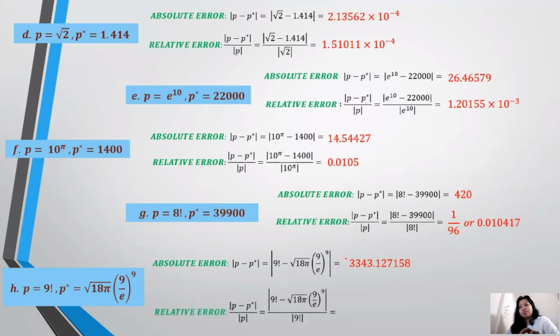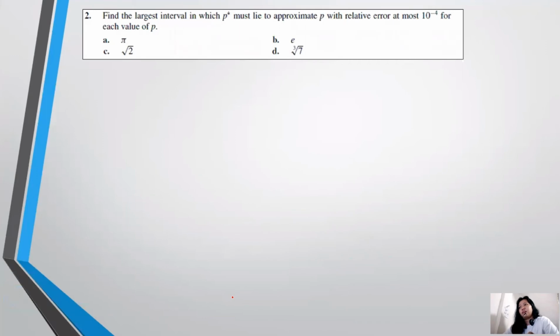And lastly, for the relative error, using the formula, the absolute value of P minus P to the power of asterisk all over the absolute value of P, where P is 9 factorial: 9 factorial minus the square root of 18 pi times the quantity of 9 over e to the power of 9, all over the 9 factorial absolute value. So we have here the answer 9.21276 times 10 to the power of negative 3. So that is the answer for the absolute error and the relative error. So we will proceed to number 2.